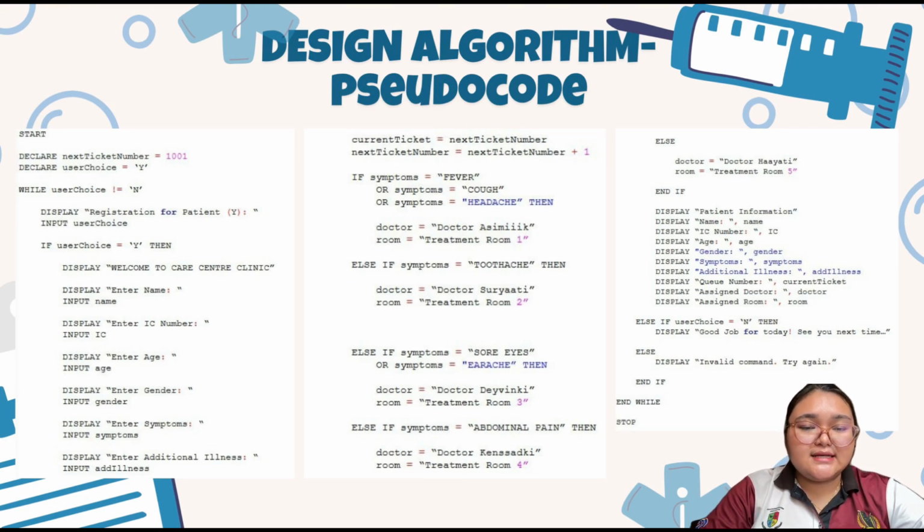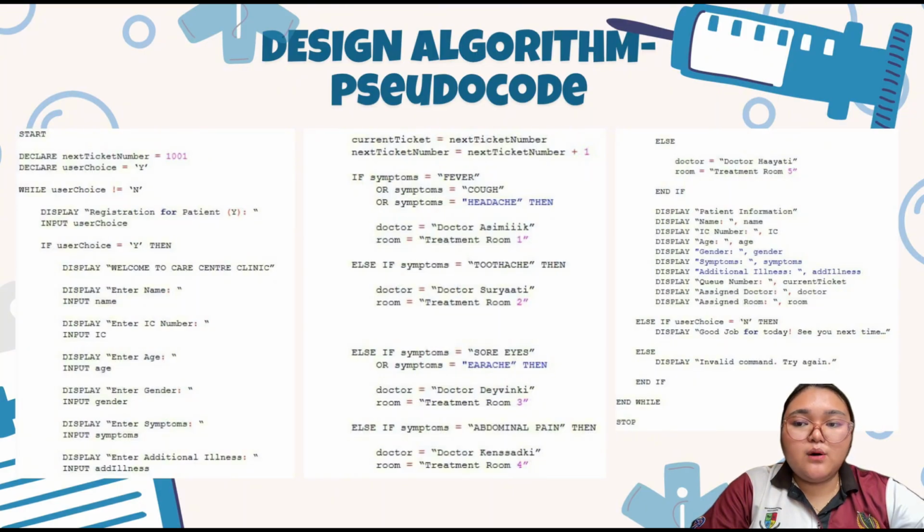The program then checks the patient's symptoms using the if-else structure. If the symptoms are fever, cold, or headache, the patient will be assigned to Dr. Esimi in treatment room number 1. If the symptom is toothache, the patient will be assigned to Dr. Suryati in treatment room number 2. If the symptoms are sore eyes or earache, the patient will be assigned to Dr. Devinki in treatment room number 3. If the symptom is abdominal pain, the patient will be assigned to Dr. Kensatki in treatment room number 4. For any other symptoms, the patient will be assigned to Dr. Hayati in treatment room number 5 as a specialist doctor.